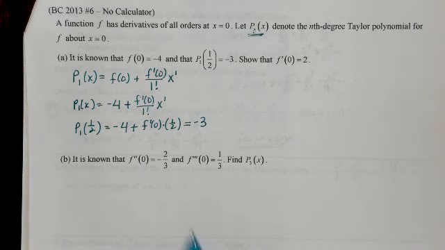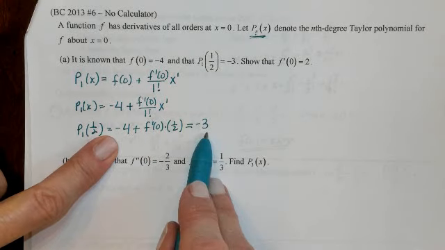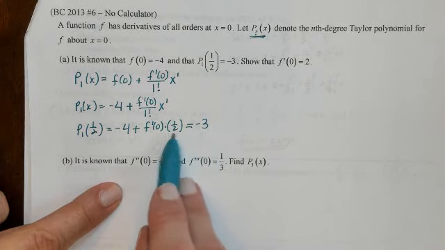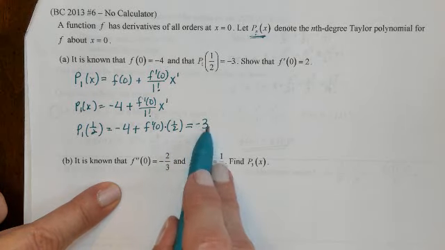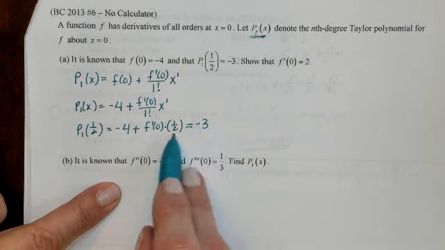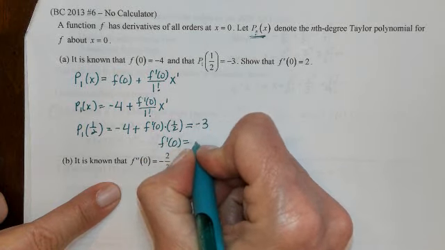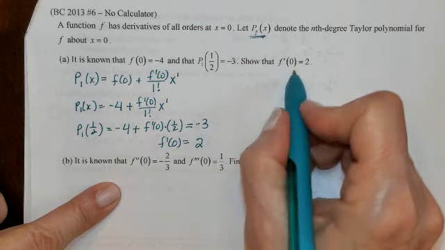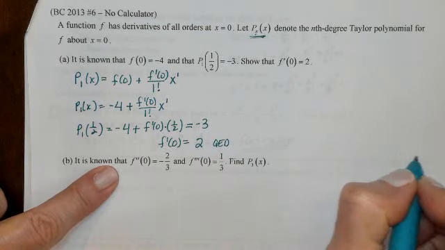I know what I'm going to do. Just solve this for f prime. So I'm going to add 4 to both sides and then multiply by 2, right? Add 4 to both sides. 4 plus -3 is 1, and then multiply by 2, and I get f prime at 0 must be 2, which is what I was trying to show. QED.